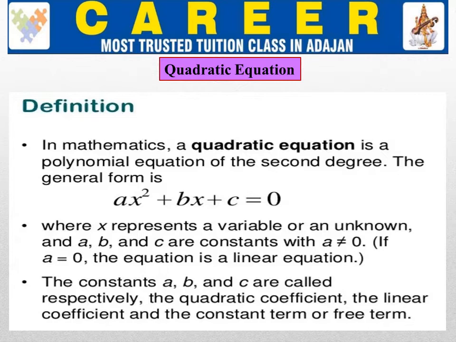This is very important, guys: if a is equal to 0, then we don't have a quadratic equation. It may be linear or it may be a constant equation. So it must be that a is not equal to 0, that means the coefficient of x square must not be 0. The constants a, b, and c are called respectively the quadratic coefficient, the linear coefficient, and the constant term or the free term.